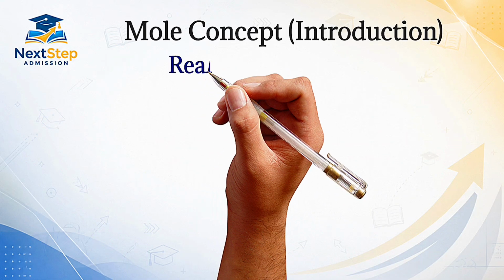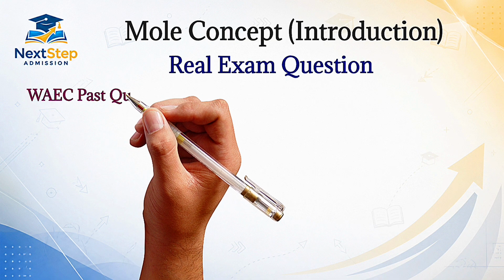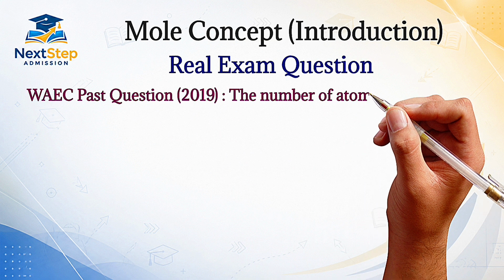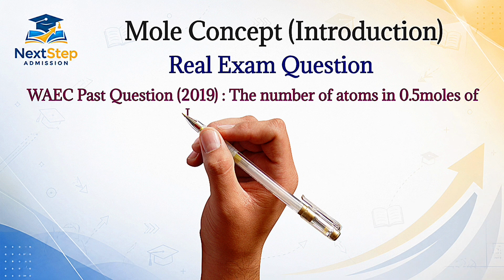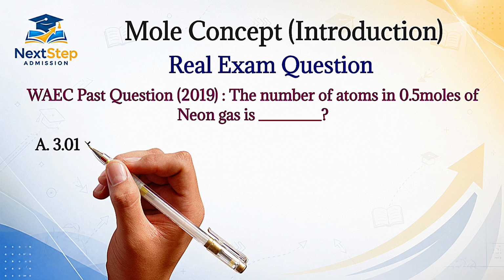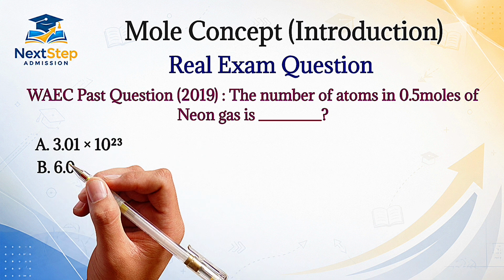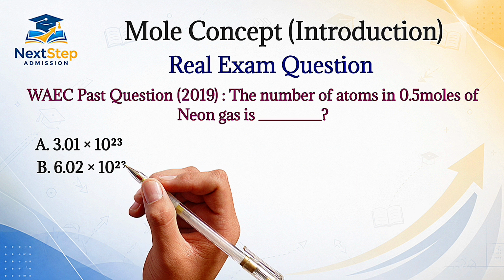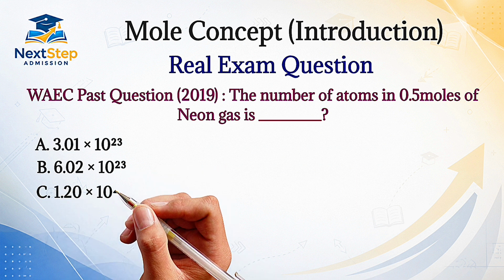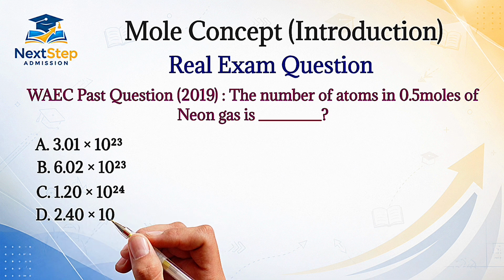Now let us look at a real exam question that tests this concept. O-level past question, 2019. The number of atoms in 0.5 moles of neon gas is dash. A 3.01 times 10 to the power of 23. B 6.02 times 10 to the power of 23. C 1.2 times 10 to the power of 24. D 2.4 times 10 to the power of 24.